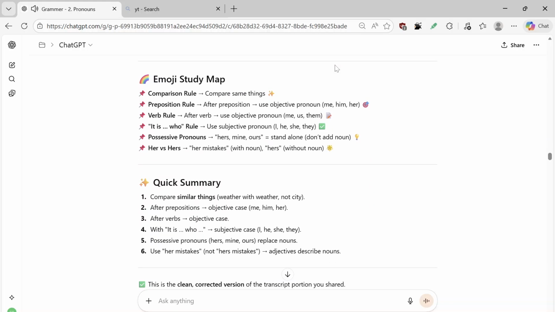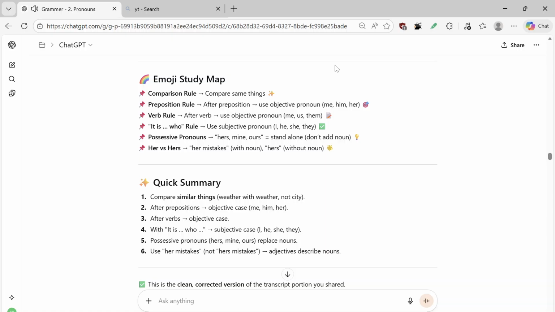Study map. Comparison rule: compare the same things. Preposition rule: after a preposition, use an objective pronoun: me, him, her. Verb rule: after a verb, use an objective pronoun: me, us, them. It is who rule: use a subjective pronoun: I, he, she, they. Possessive pronouns: hers, mine, ours stand alone, don't add a noun. Her versus hers: her mistakes with a noun, hers without a noun.